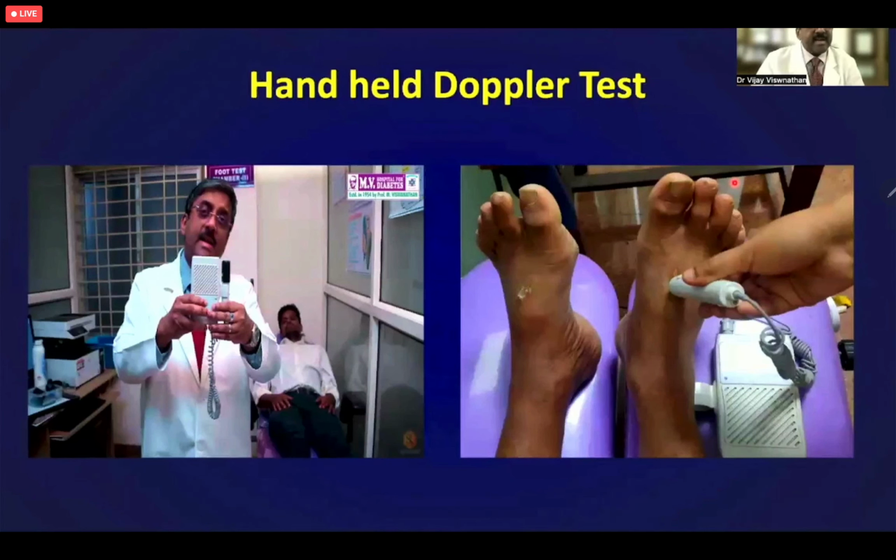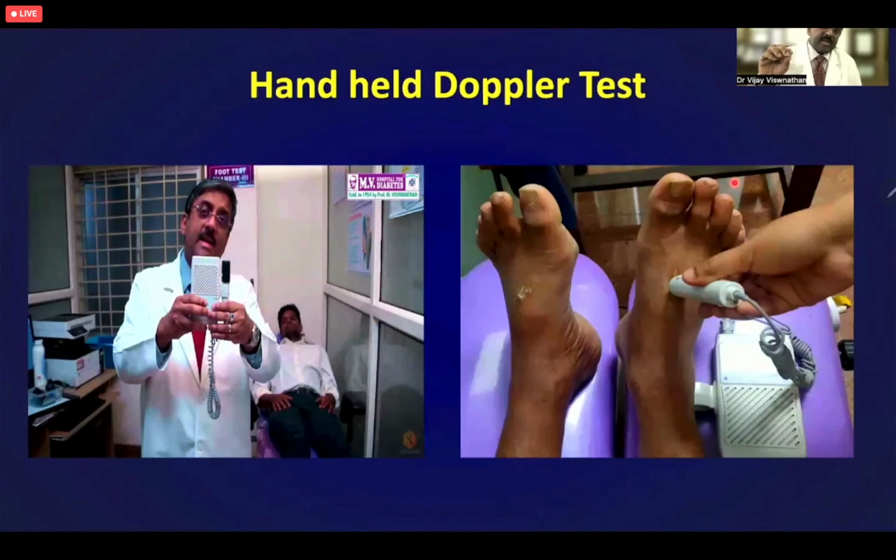Let us not forget that the blood circulation has to be tested, and every physician should have a handheld Doppler test, where we can look at the sound in the dorsalis pedis artery and the posterior tibial artery. When the sound is triphasic, the flow is okay. If the flow is monophasic, then you have peripheral artery disease.